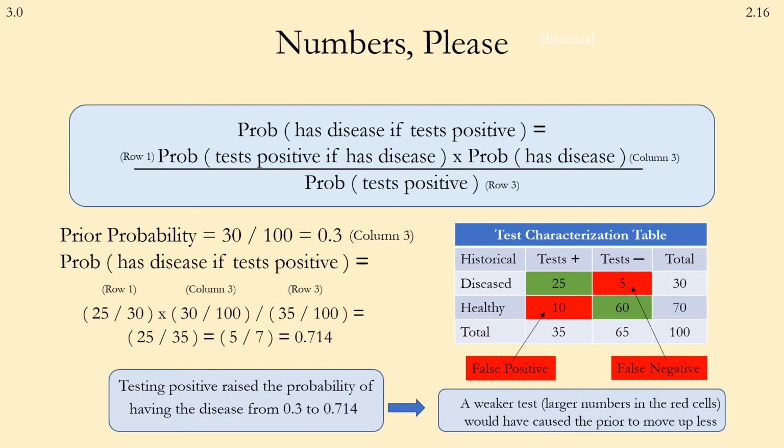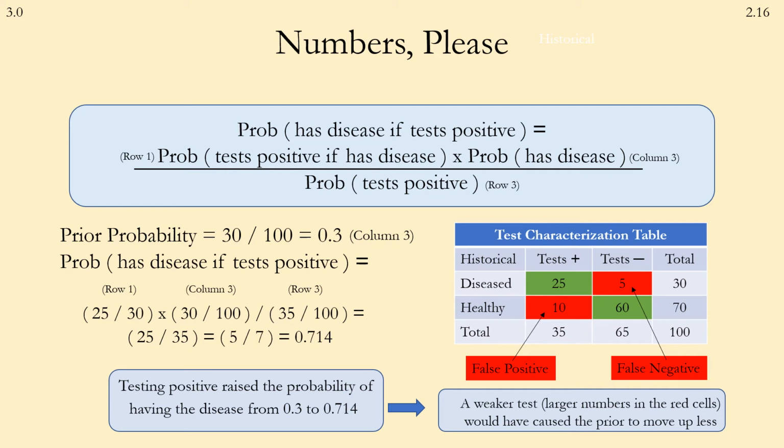And if we clear all the fractions and just do the arithmetic, this comes out to 25 out of 35, which is 5 out of 7, which expressed as a decimal number is 0.714. So we have an answer. Testing positive raised the probability from 0.3, which was the prior, to 0.714. So testing positive raised the probability. In fact, it more than doubled it. It went from 0.3, which is less than 50-50, to 0.714, which is definitely more towards the true side.